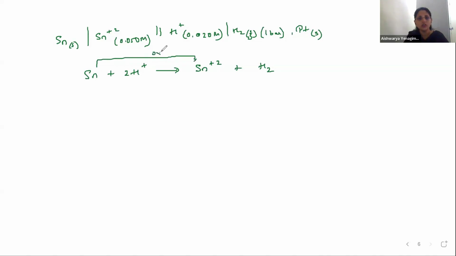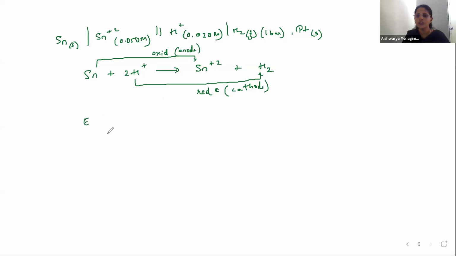So here Sn is becoming Sn2+. Loss of electrons, oxidation occurs at the anode. H+ is becoming H2, reduction is taking place, gain of electrons, and reduction occurs at the cathode, red cat. Is that right? Fine. Okay, let's write the Nernst equation now.